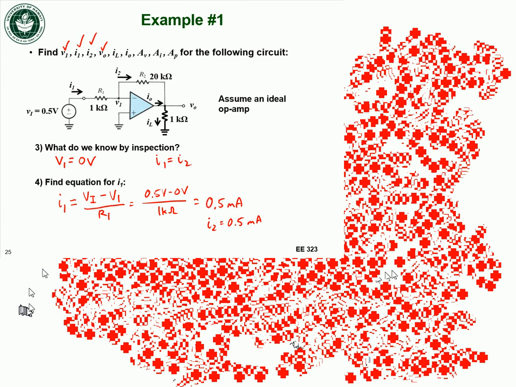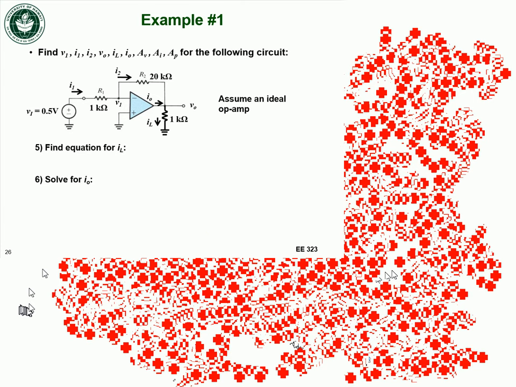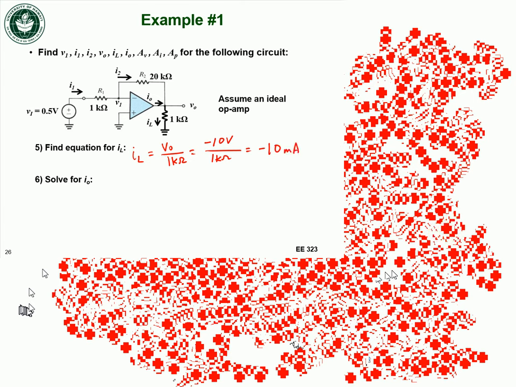Let's solve for the load current next. What's my equation for the load current, IL? The output voltage divided by the 1 kilo ohm resistor. And we said the output voltage was negative 10 volts. So that is negative 10 milliamps.